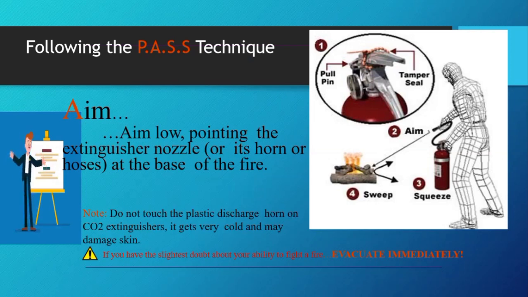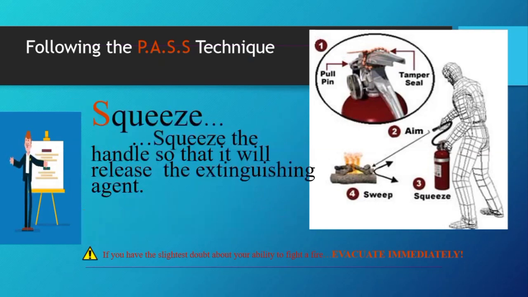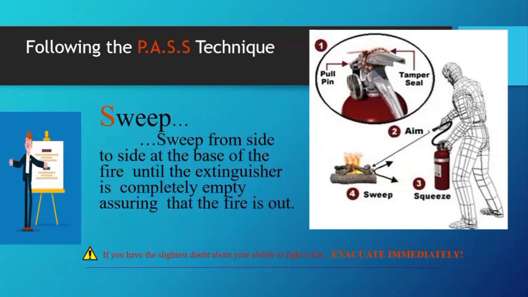Okay? So once you aim towards the base of the fire, what are you going to do next? Squeeze the discharge lever. Squeeze the handle so that it will release the extinguishing agent. Then you do not keep yourself steady, but instead you move or sweep the nozzle from side to side at the base of the fire until the extinguisher is completely empty, assuring that the fire is out.